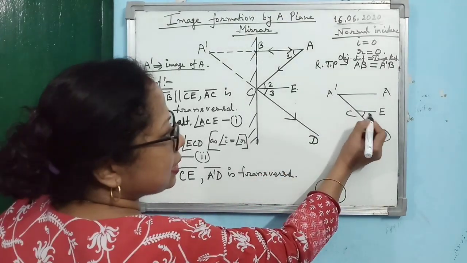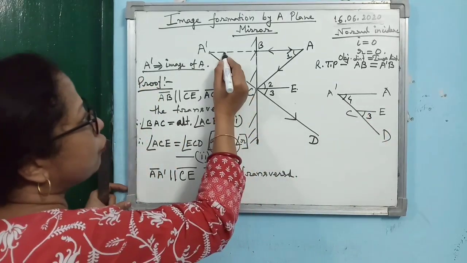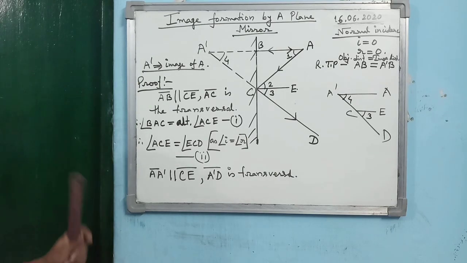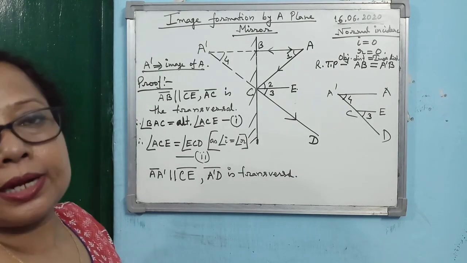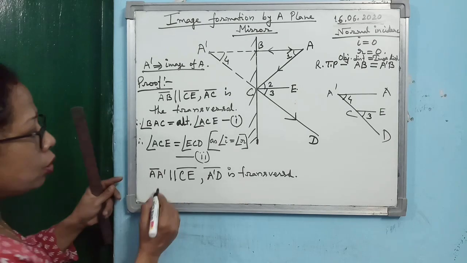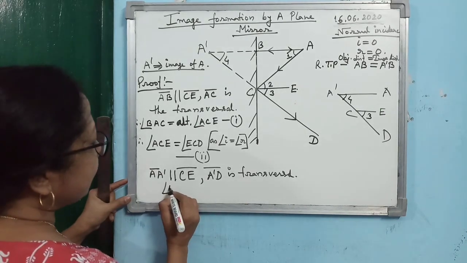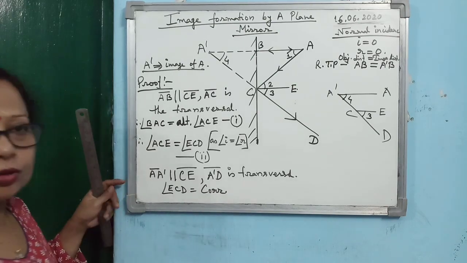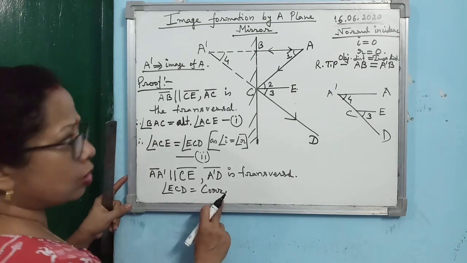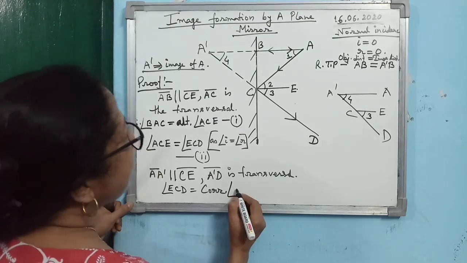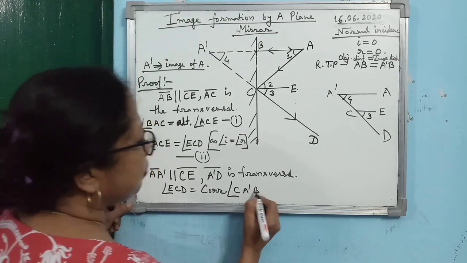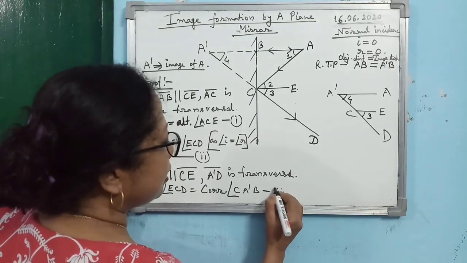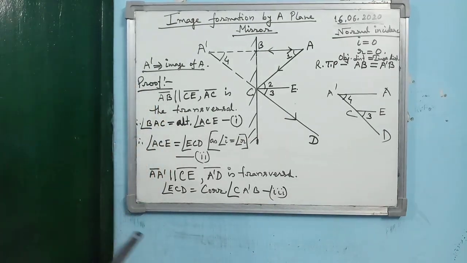So you see, this is angle 3. So you name it as angle 4. What kind of angles are they? Corresponding angles. And you know, for parallel lines, corresponding angles are equal. So one can write here angle ECD equals the corresponding angle CA dash B. You may write CORR for corresponding. Alright, these two are equal. This is equation 3.